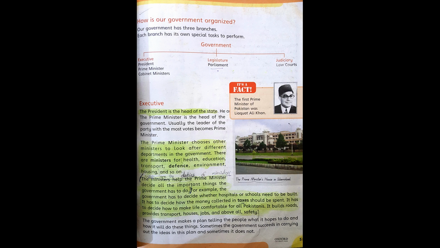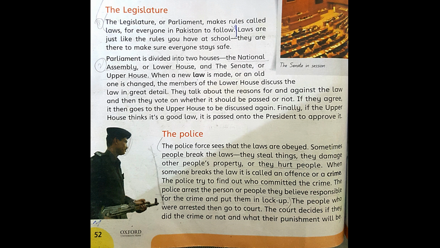The government makes a plan telling the people what it hopes to do and how it will do these things. Sometimes the government succeeds in carrying out the ideas in this plan and sometimes it does not. Now come to page number 52, the legislature. The legislature or parliament makes rules, called laws, for everyone in Pakistan to follow. Laws are just like the rules you have at school. They are there to make sure everyone stays safe.